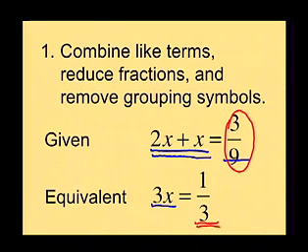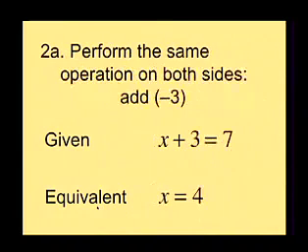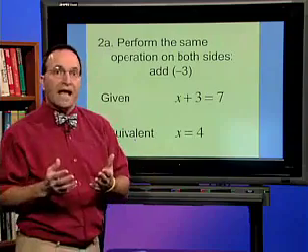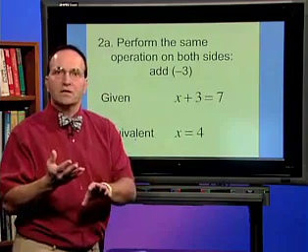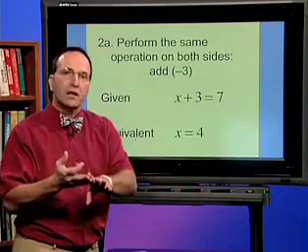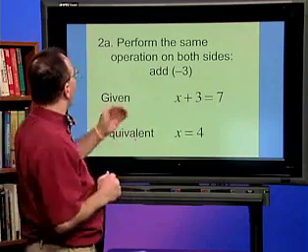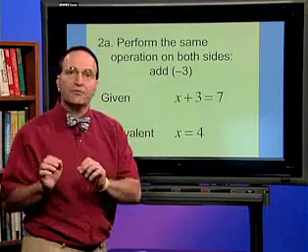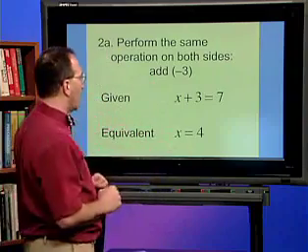All right, the second thing we can do is to perform the same operation to both sides of the equation. And we're going to look at the operations of addition, subtraction, multiplication, and division. So we will start with addition. In this case, we're going to add -3 to both sides of this equation.